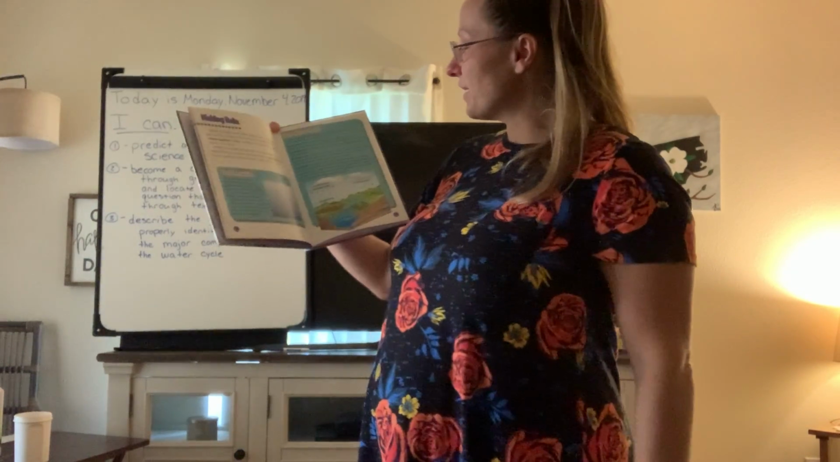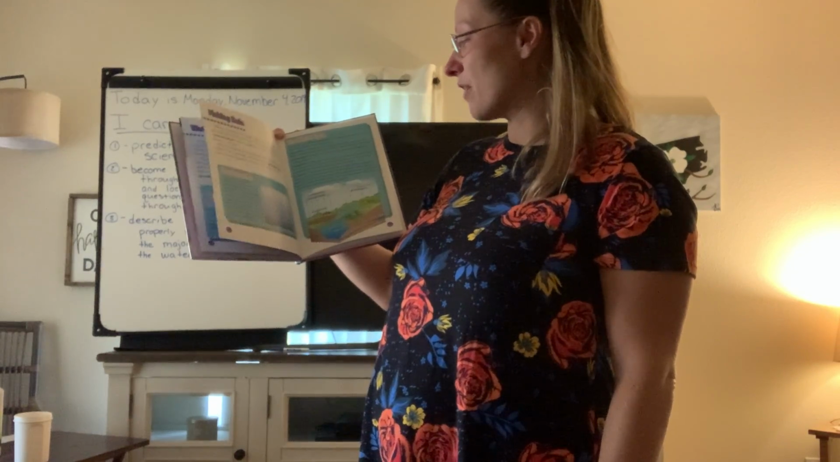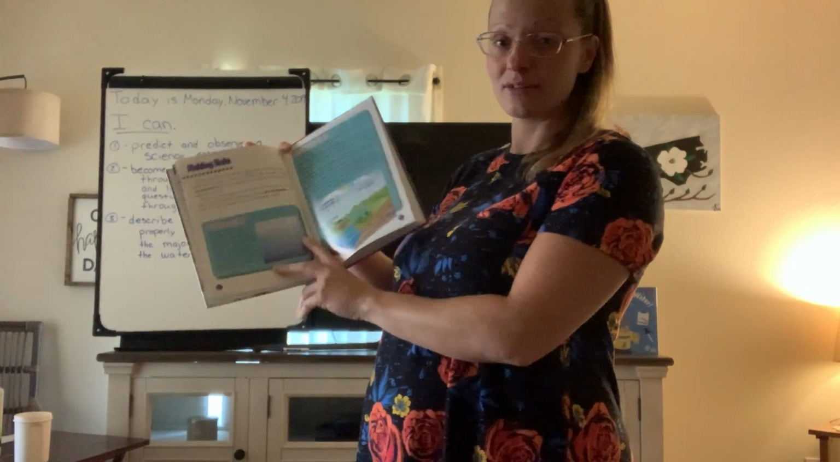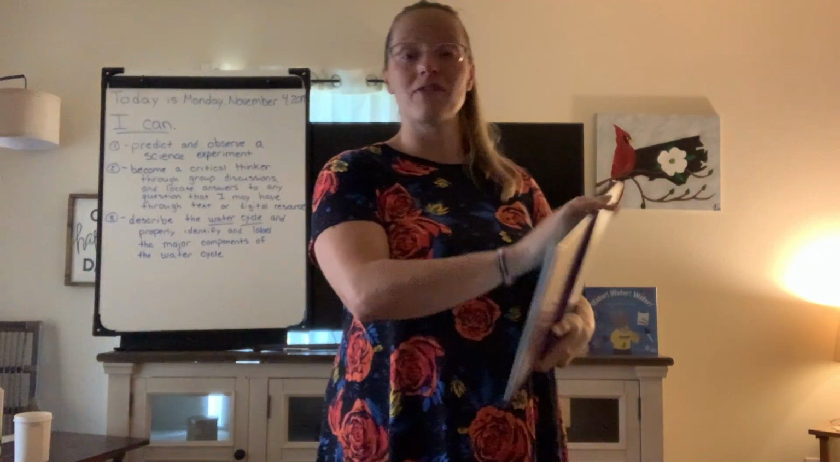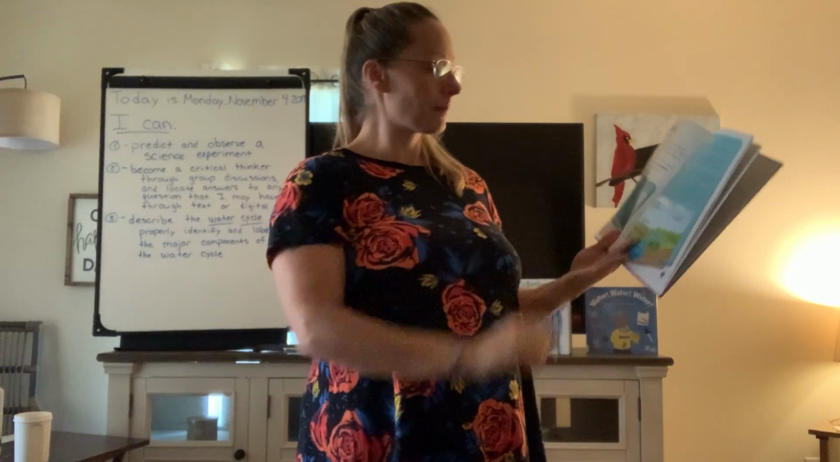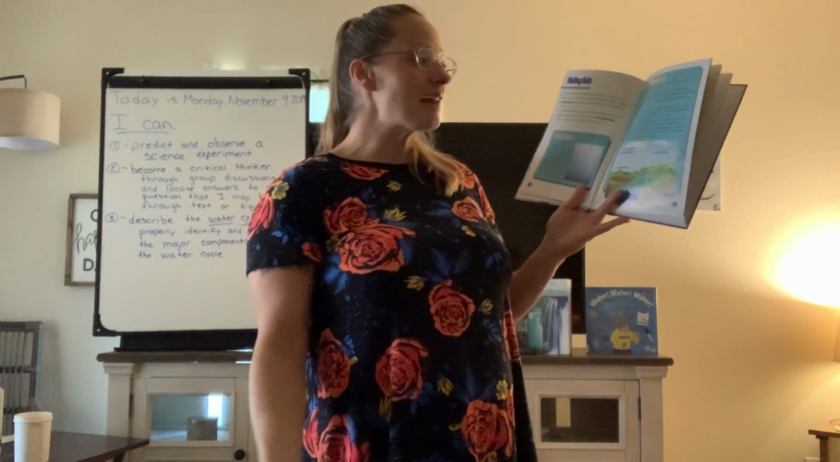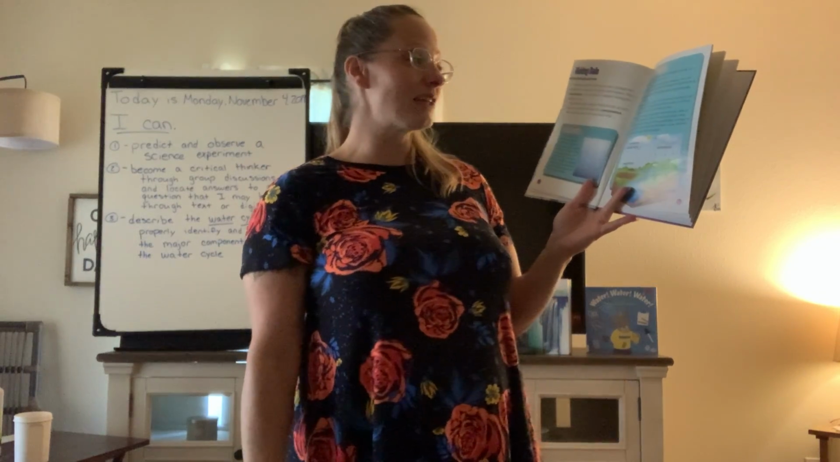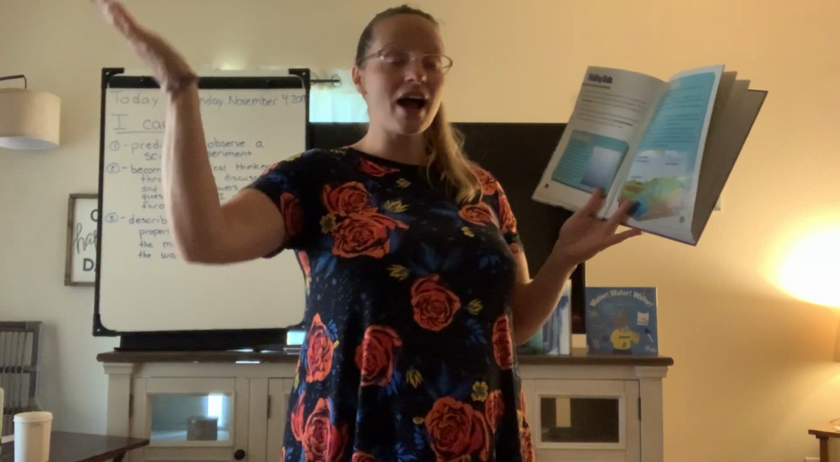The water cycle is the continuous movement of water on, in, and above Earth. It has 4 parts. The water cycle has 4 major parts, or 4 major components. Let's review. Evaporation is the sun heats up water in the oceans, rivers, and lakes, causing the water to turn into vapor that rises to the air.